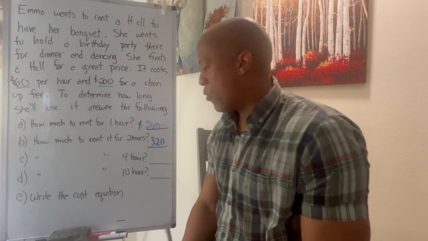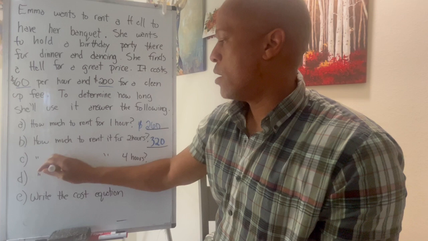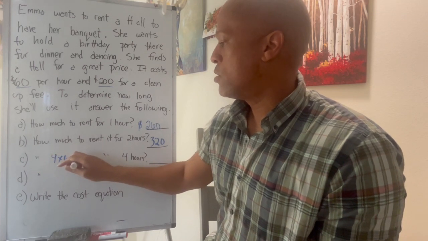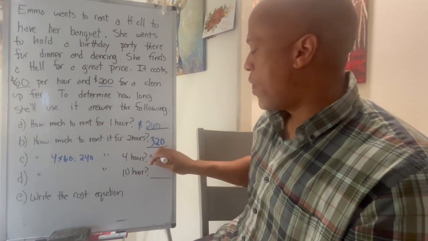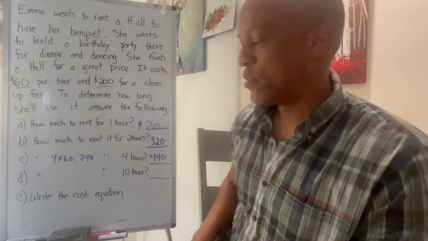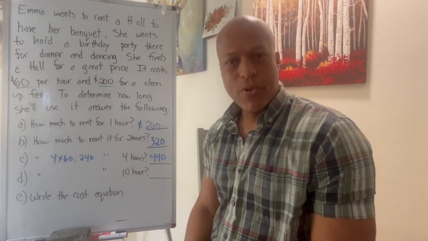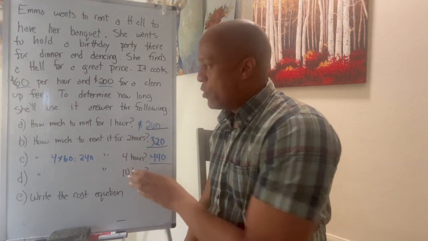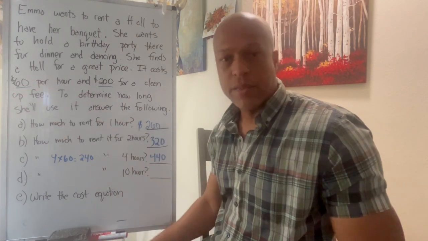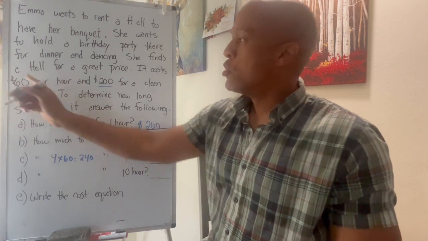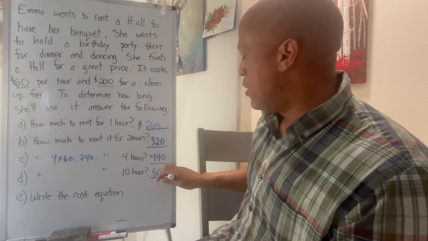How much for 4 hours? Well, 4 times 60, and I'll just write it in here, 4 times 60 is $240, and then we'll add in the cleaning fee, and we'll have $440 for 4 hours. See what we're doing here? 10 hours would be 10 times 60. That's just 600. We just slap a zero at the end whenever we're multiplying by 10. So 600 plus 200, that would be $800 if she rents that.